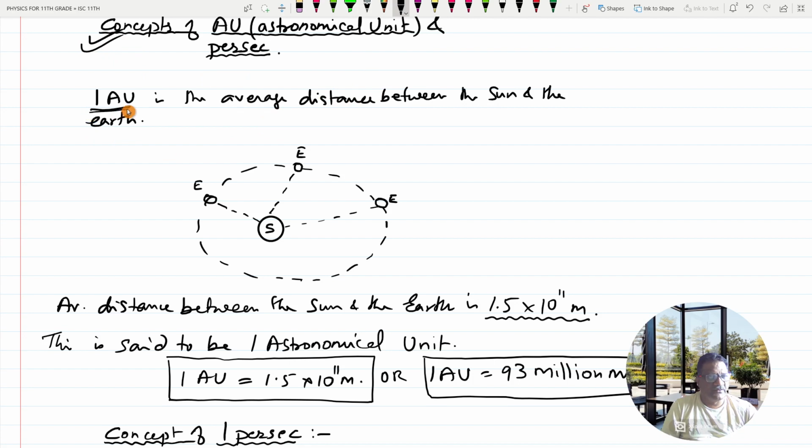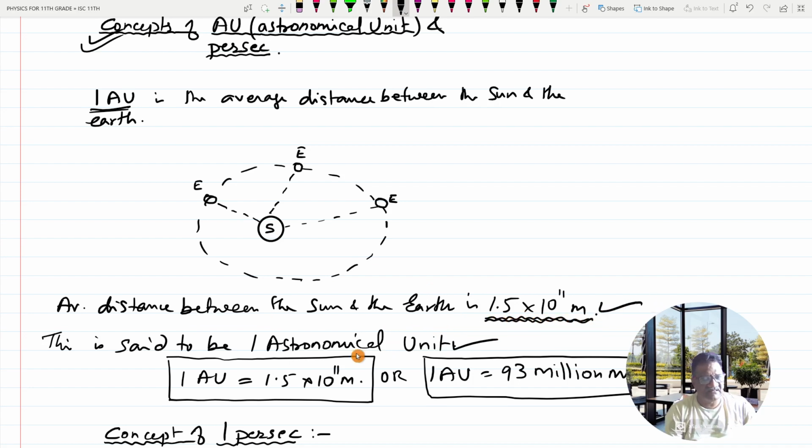So 1 AU, that is 1 astronomical unit, is the average distance between the sun and the earth. So here in the diagram you can see that there is sun in the middle and this earth is going round the sun in the orbit which is not exactly circular but it is slightly elliptical. So every time the distance between the sun and the earth keeps on changing, right? Sometimes the distance is more, sometimes the distance is less. So if you take the average distance between the sun and the earth, that average distance is said to be 1 astronomical unit, and it has been found to be 1.5 into 10 raised to 11 meter.